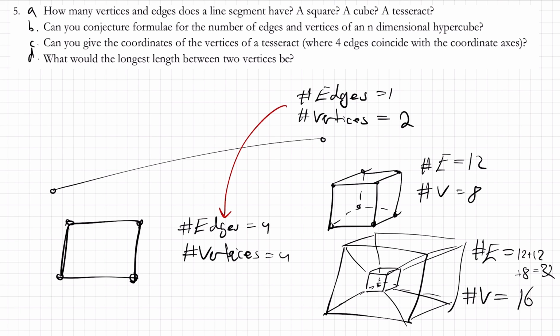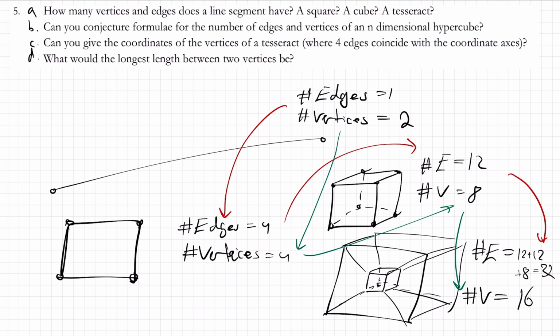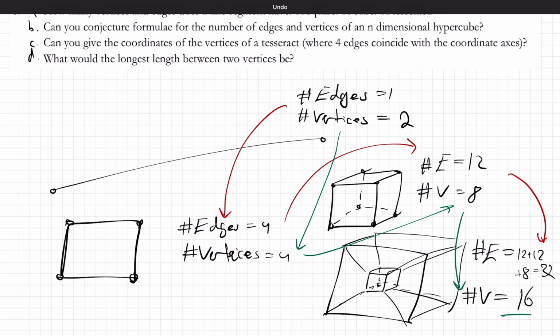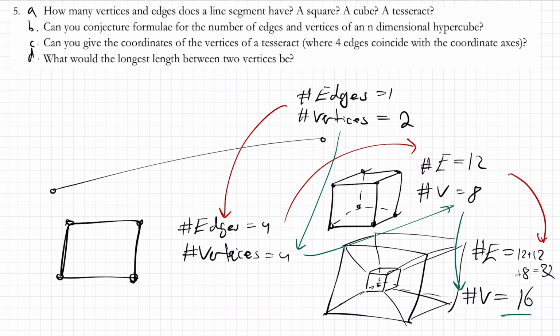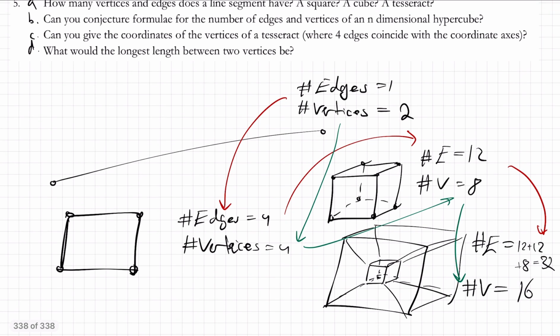So let's see if we can see some kind of pattern. We went from 1 to 4 to 12 to 32. And for the vertices, we went from 2 to 4 to 8 to 16. So at least for the vertices, I think there's a clear pattern of having 2 to the n. And perhaps using the number of vertices, we could figure out a formula for the edges.